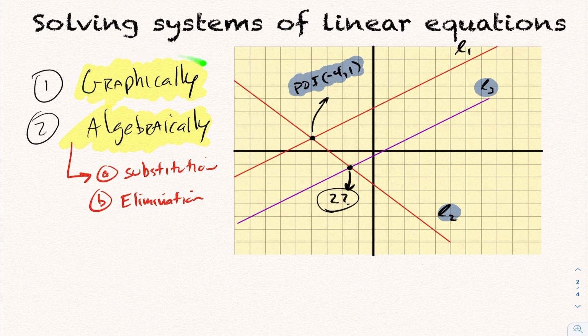So the limitation of solving something graphically is that everything's fine as long as the point of intersection is at integer values. This is commonly not the case. For most solutions, those two lines are going to cross at non-integer values, in which case you need the algebraic method. So with the algebraic method, like I said, there's two different techniques we're going to be using. One is called substitution, and the other is called elimination.